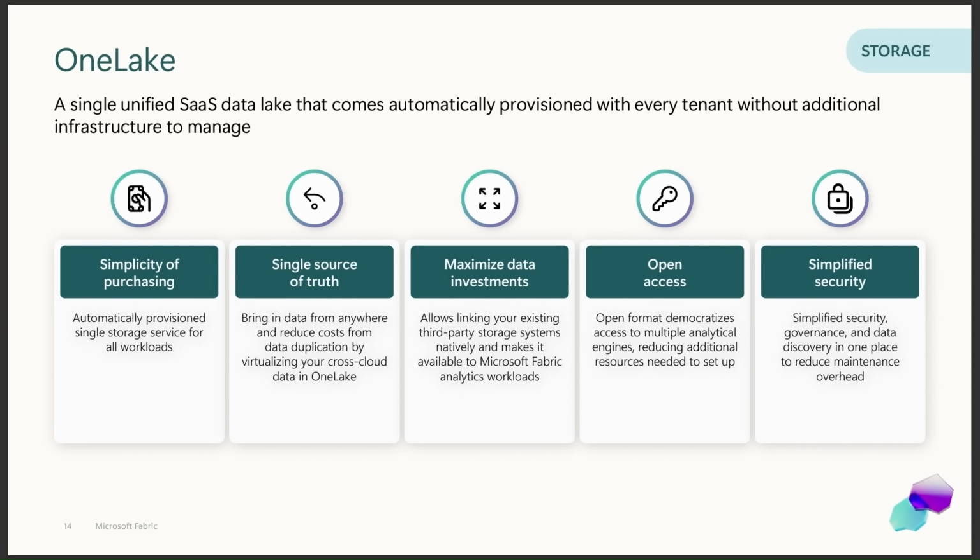Let's move on to OneLake, the storage side of Fabric. OneLake is like the OneDrive for all your data. It's a single unified data lake that automatically comes with every tenant. You can bring in data from multiple sources without having to copy it all over, which saves both time and money, and it's built for security, governance, and easy access all in one place.